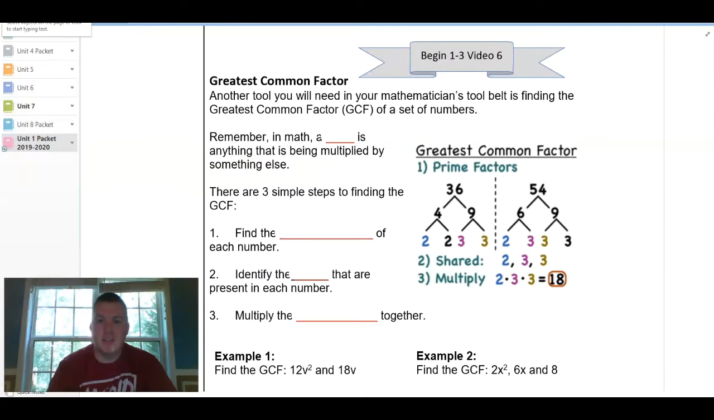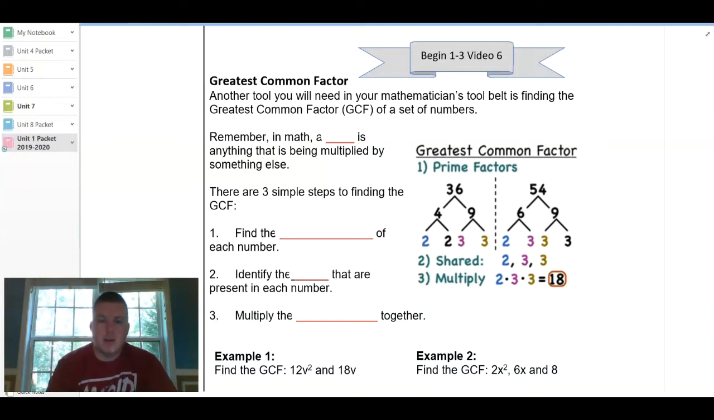Alright, you have made it to the last video in this lesson. We're going to step away from the polynomials for just a minute, and we are going to take a look at something called the greatest common factor. This is something you should have seen in middle school. If you remember, it is abbreviated by the letters GCF. So anytime we're talking about finding the GCF, we're looking for the greatest common factor.